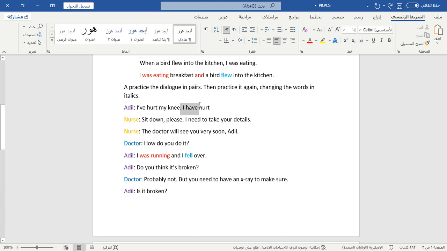Which is the position of the knee? In the arm or in the leg? Who can answer me? Yes, excellent, in the leg. Okay. The nurse answered him by saying, sit down, please. I need to take your details. Take is in the infinitive form. Why? Because the verb take comes after to.